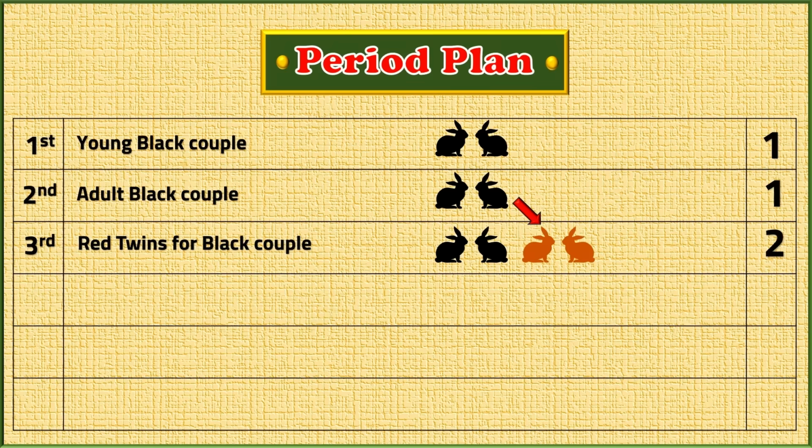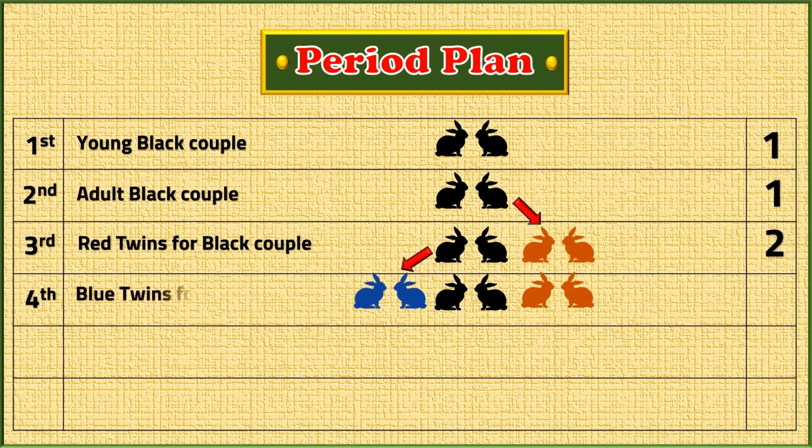In the first month, we start with one pair of rabbits, one male and female. In the second month, they mature but don't reproduce yet. Now they become adult. Still one pair in the second month. In the third month, the pair is mature, so they produce one new pair, that is the red new pair, red twins for the black couple. Now we have two pairs.